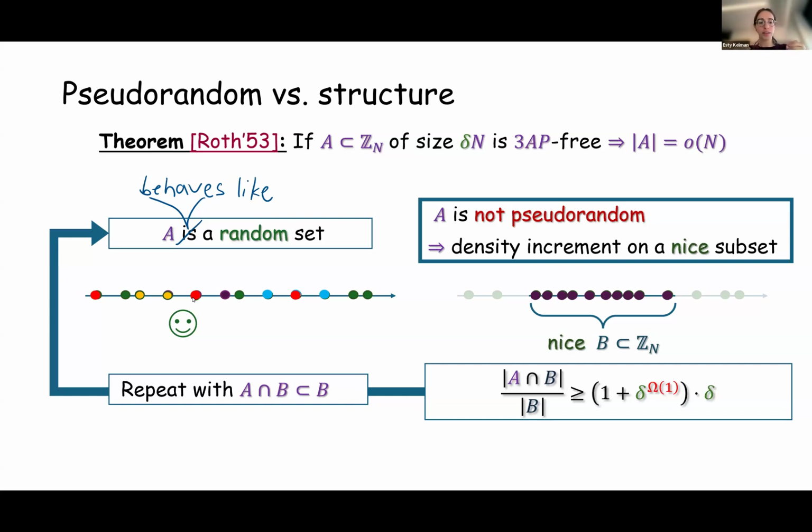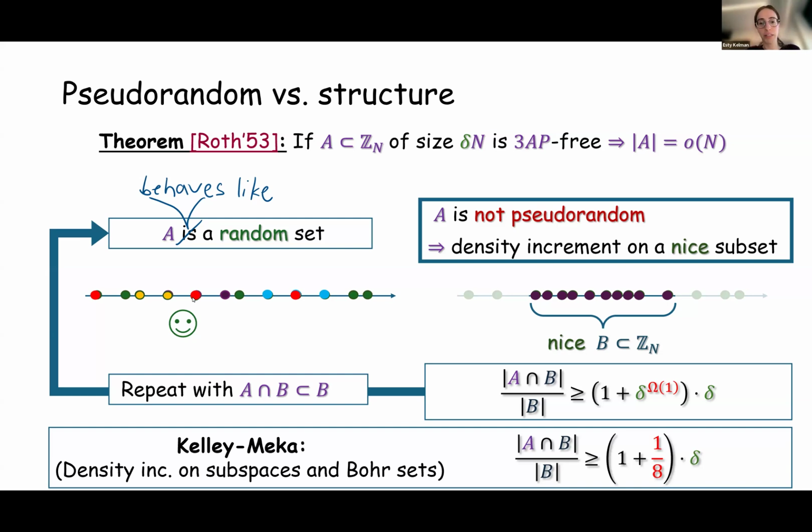And at this point, Kelley and Meka did a big step, and they showed a much better density increment. They showed that if A is not pseudo-random, then we have a density increment which is constant multiplicative, or we can see it as additive linear in delta. And thus, even if we have a limited number of repetitions, the density increases much faster. So we can start with much smaller delta and still reach density 1 in our limited number of repetitions. This would allow them to get their bound.